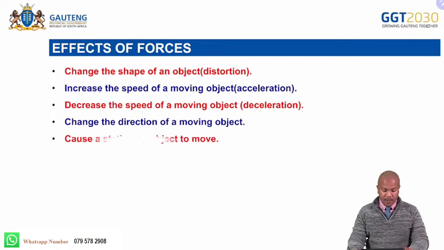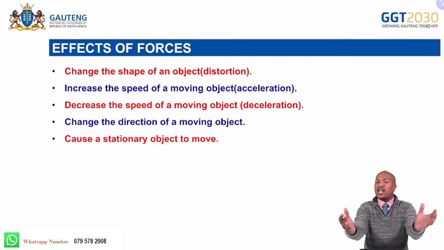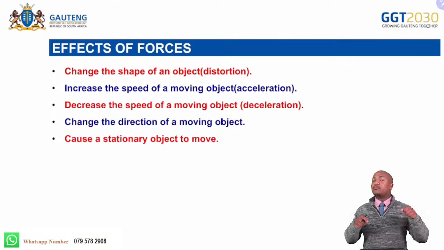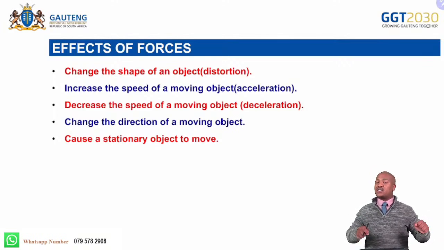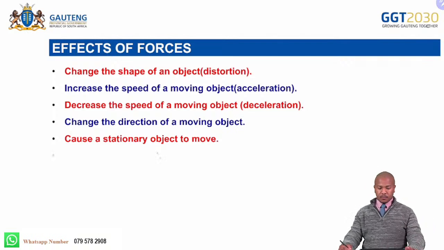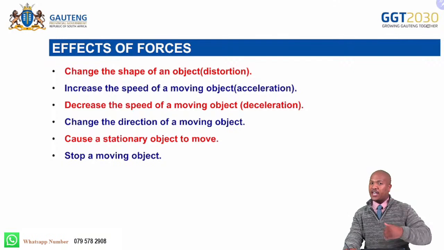Not only that, it can cause a stationary object to move. Take that example of a soccer ball as well. If the soccer ball is stationary, sitting there, when you start to kick it, it causes movement for the soccer ball. When that bicycle is standing still and you start pushing it, it starts to move. Also, it can stop a moving object.